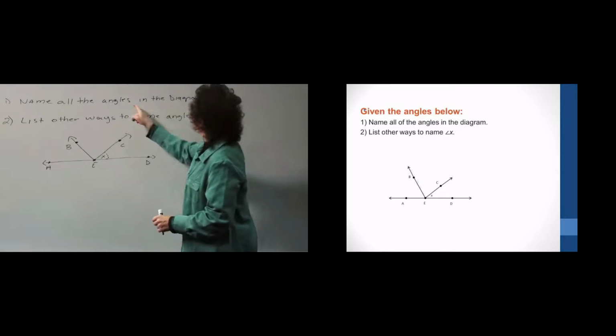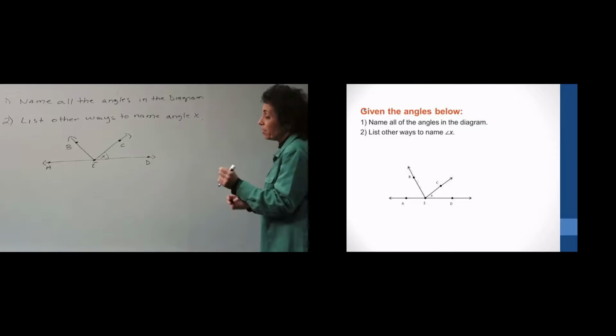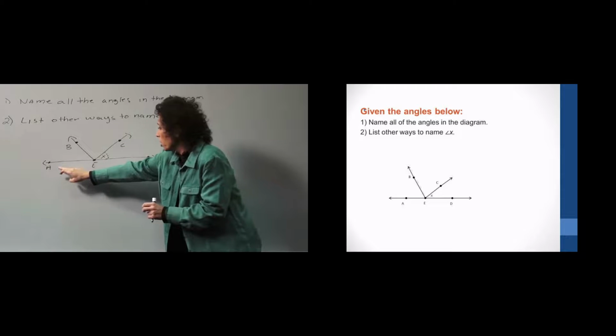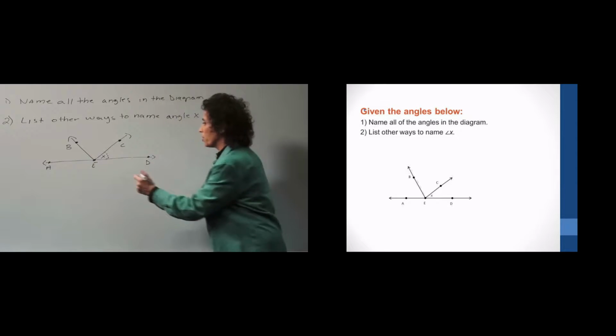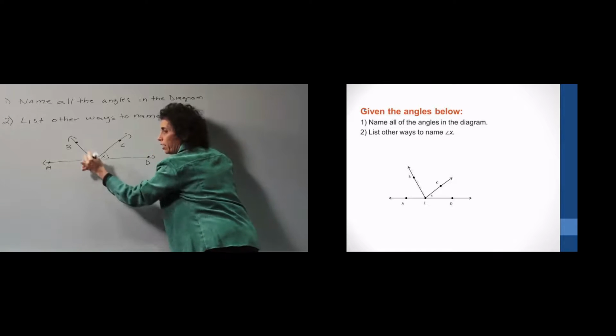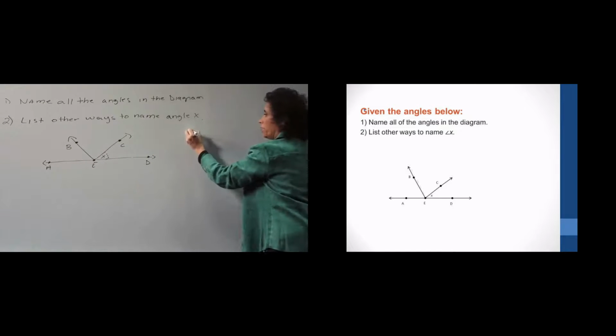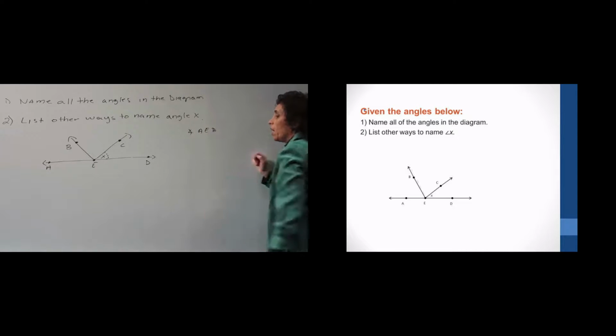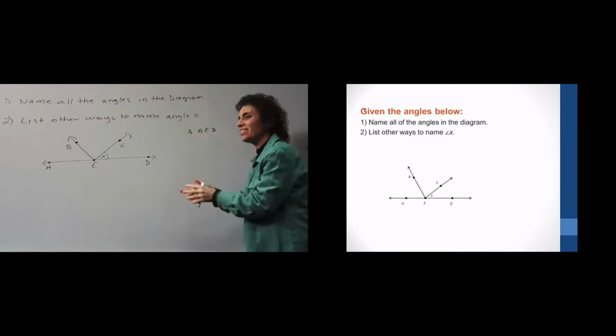Okay, so let's name all the angles in the diagram. I like to be a little anal, so I'm going to start from here and just go around so I don't miss any. So I'm going to look here, AEB. That's this rotation right here, AEB. That's this angle right here. So angle AEB. Of course, if you write BEA, that's the same angle.